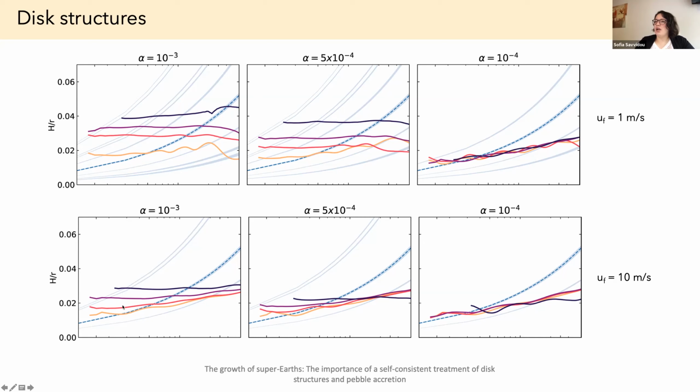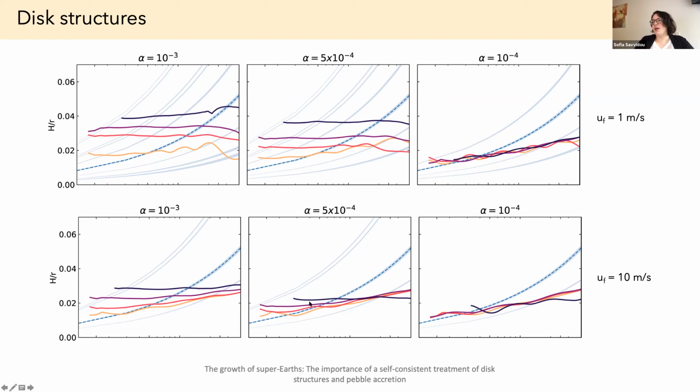Also, we can see that for different fragmentation velocities, so when we increase the fragmentation velocity, basically the disks become colder and the aspect ratio is lower since they're connected by the thermodynamical equilibrium. And this happens because with the larger fragmentation velocities, we basically can have larger particles, and the larger particles have lower opacities, which means that the disk can cool more easily.